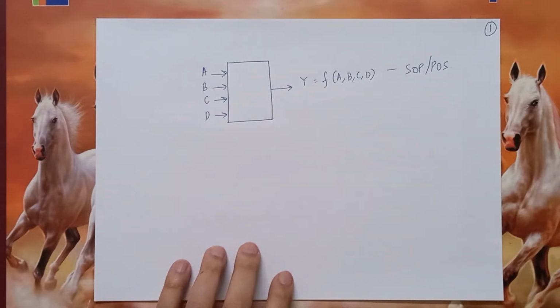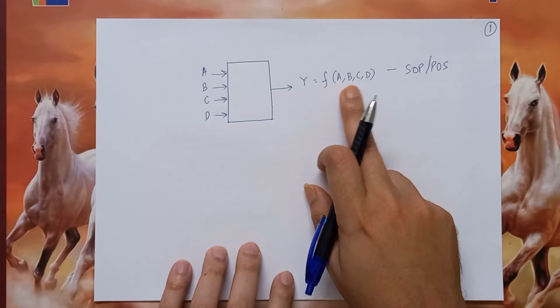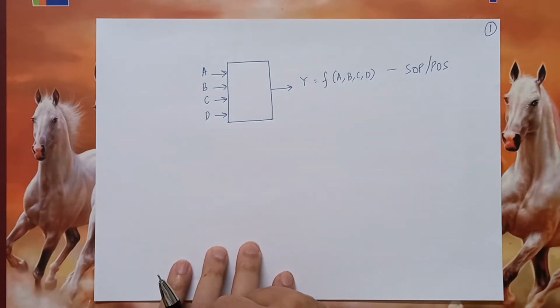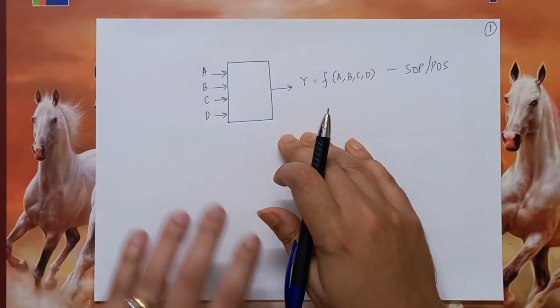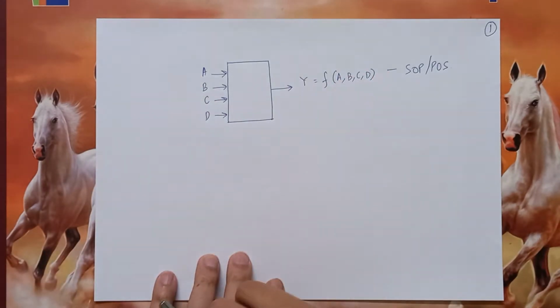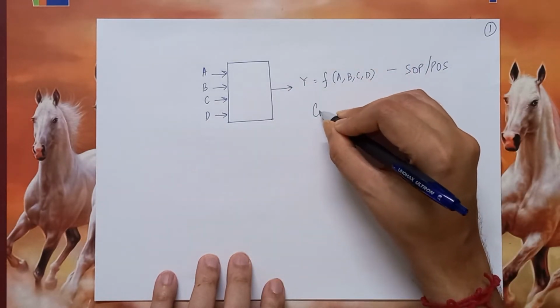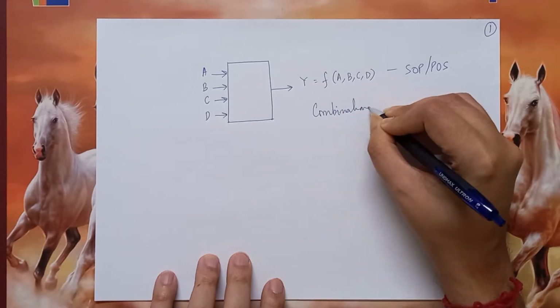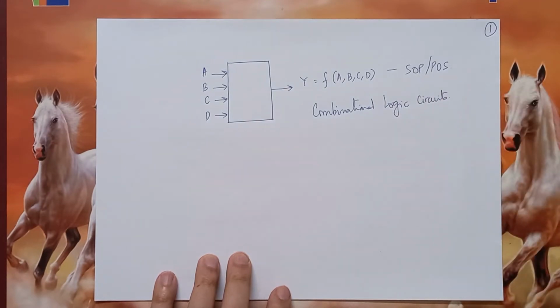where ultimately this function consists of logical operations on these variables, one with the other. You can have complements, you can have anding, you can have oring, and so on. But the bottom line is that the output is some combination of A, B, C, and D. Therefore, such circuits are called combinational logic circuits, where the output depends on some combination of the input.